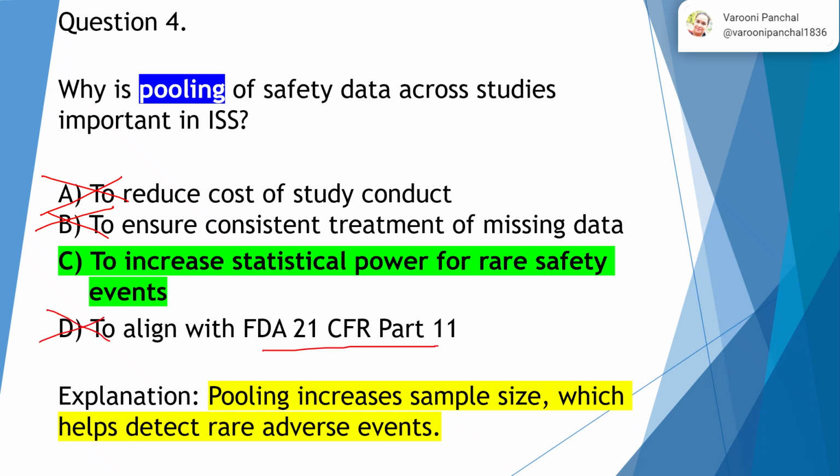So the correct answer is to increase statistical power for rare safety events. So the correct answer is C. Pooling increases sample size, which helps detect rare adverse events.